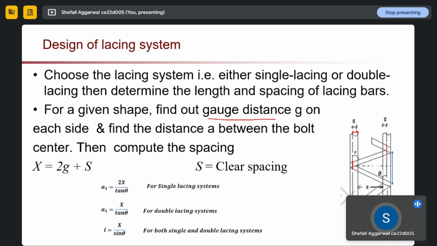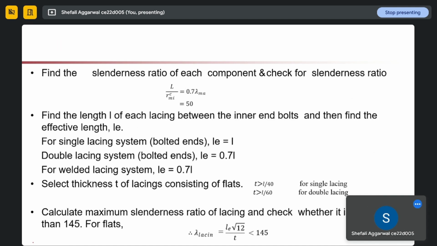The spacing we will calculate. It is given as x equal to 2g plus s, where s is our clear spacing. So these are the different formulas we are using for the single lacing system, double lacing system, and in case of both single and double lacing system. After calculating the spacing, we will calculate the slenderness ratio, and check for it.